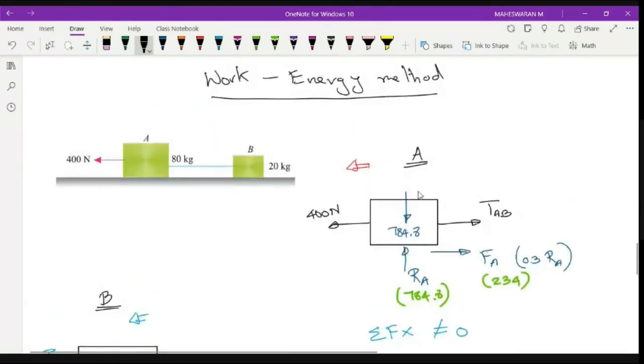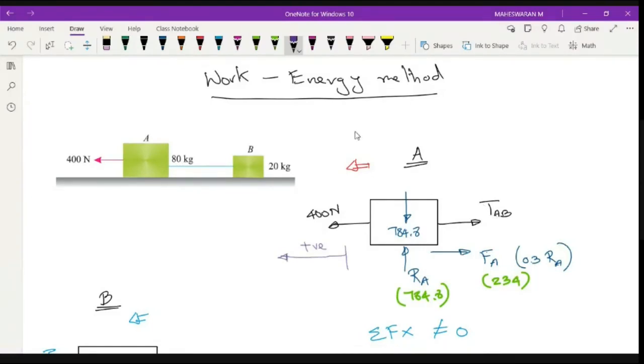If I consider sigma Fx, make sure whenever you consider this principle, work energy method or impulse momentum method, the direction side is always positive. In this case, since the block is moving along left side, this is positive x direction. Opposite side is negative. So the direction is important here. That direction you have to consider as a positive direction. In this case, 400 is positive, minus TAB. This is negative, so this will be minus TAB, right?